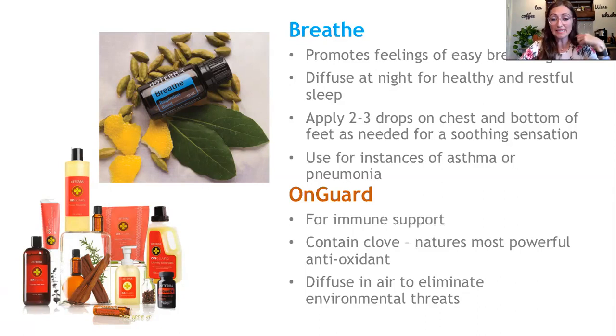OnGuard does contain clove, which is nature's most powerful antioxidant. I was shocked to learn that it's way more powerful than blueberries. I grew up thinking blueberries are super strong antioxidants. Well, clove way outranks it on the antioxidant scale. So you can diffuse OnGuard in the air to eliminate environmental threats if cold and flu season's going around, or if things are going around in school and you don't want your kids to pick it up, diffusing OnGuard can help keep your immune system on a high.